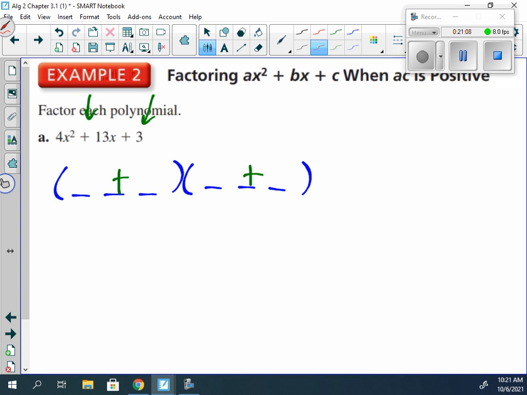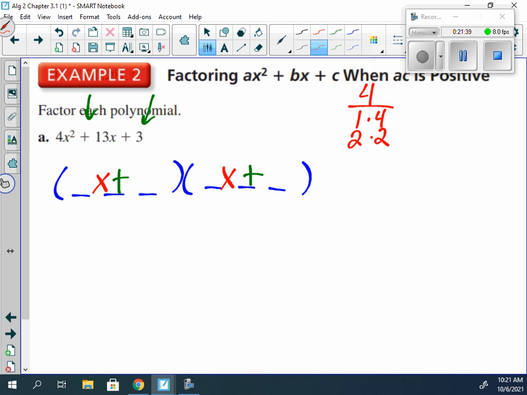So we need to look at the factors of the first and third term. Now the factors of 4 are 1 and 4 or 2 and 2. Now it also has an x squared, yes? What are the factors of x squared? We know for sure the first term should have x and x, because 4x squared has x squared with it, so it's in the first spot. And there's only one set of factors for x squared.